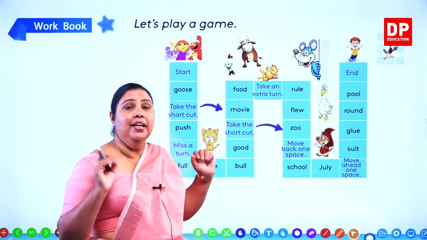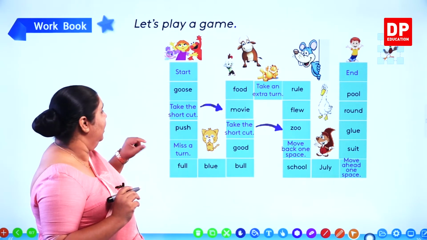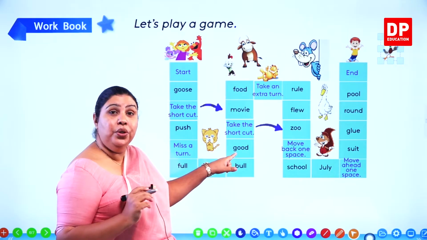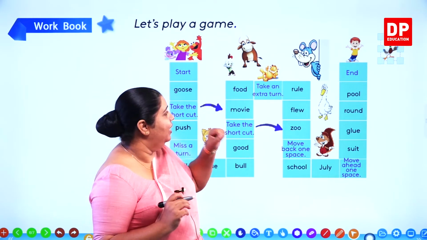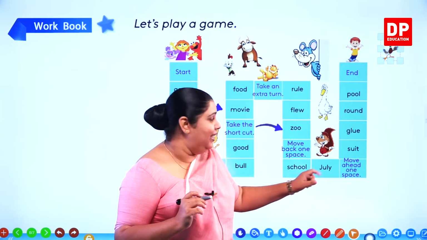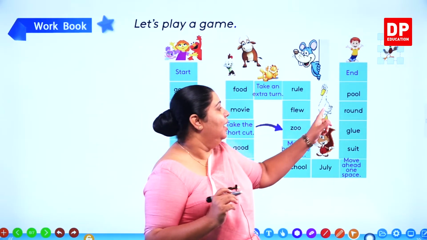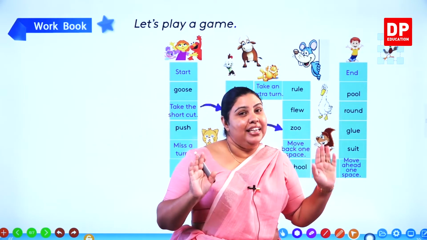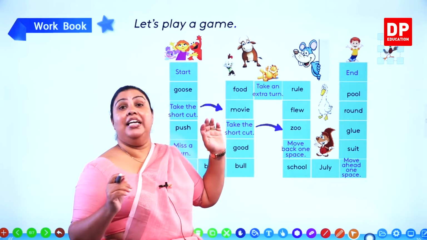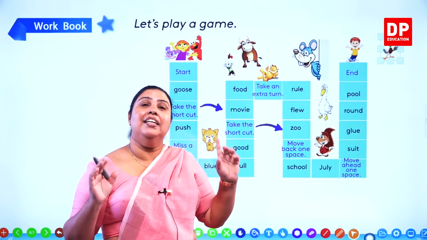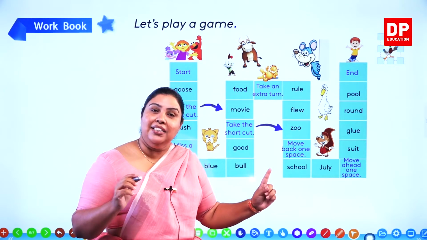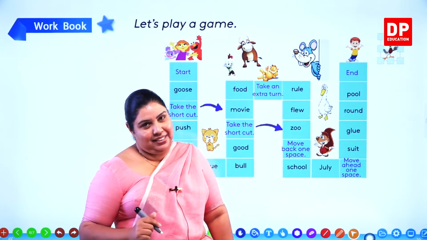අපි ආයෙත් words ටික ටිකක් කියවලා පුතාලට මතක් කරගමු. Goose, push, full, blue, bull, good, movie, food, rule, flu, zoo, school, July, suit, glue, round and pool. ඔන්න පුතේ ඒ ටික තමයි අපිට short and long oo sounds විදියට තිබිච්ච words. So we have come to the end of our game. And there is another final activity in your workbook where you have to write rhyming words. Now we are going to move on to that and we are going to finish our lesson with the workbook activity. Come, let's do it.